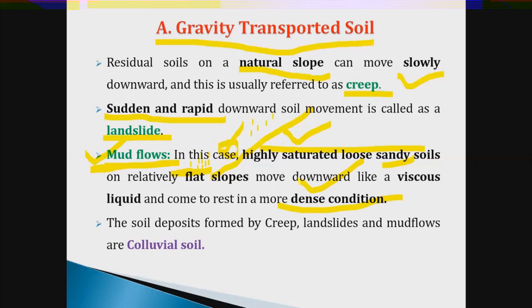Now, the soil deposits resulting from creep, landslides, and mud flow are cumulatively called colluvial soils. So colluvial soil, I would rather say, is the gravity transported soil.